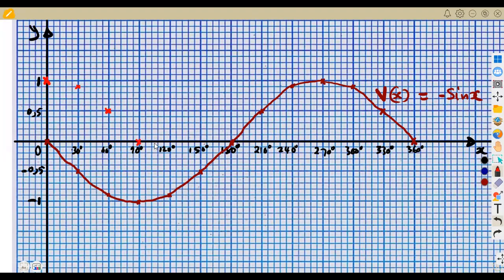90 was versus a 0. 120 was versus minus 0,5. 150 was versus minus 0,9, just before a minus 1. At 180, that is where we were at minus 1. At 210, it was minus 0,9. At 240, it was at minus 0,5. 270 versus a 0. 300 was versus a 0,5. 330 was versus a 0,9 on top there. 360 was versus a 1.